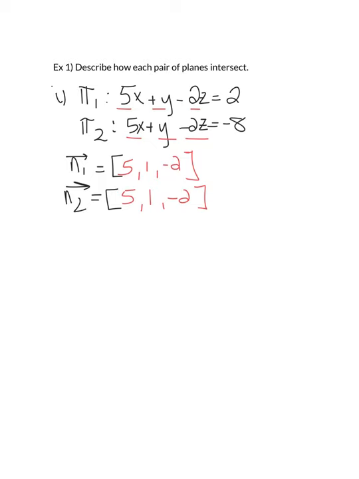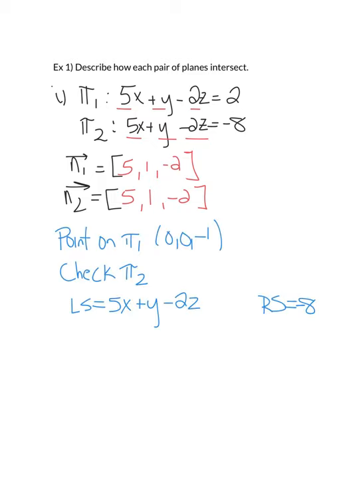So to test this theory, I'm going to pick a point, any point that's on plane 1, and then I'm going to plug that in and do a left side, right side check for plane 2. So just to make my life a little bit easier, I chose a point 0, 0, negative 1. So this point satisfies the equation for plane 1. And I'm going to go ahead and plug that in to the left side and the right side for plane 2. So I have that set up right here.